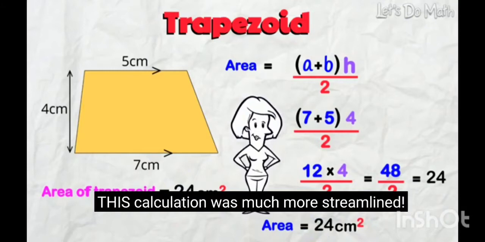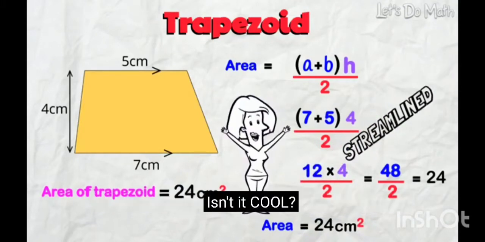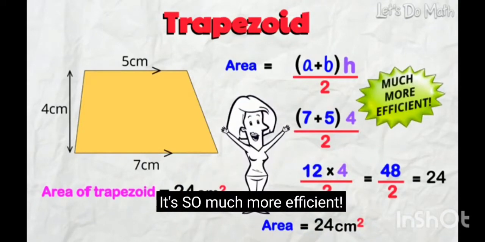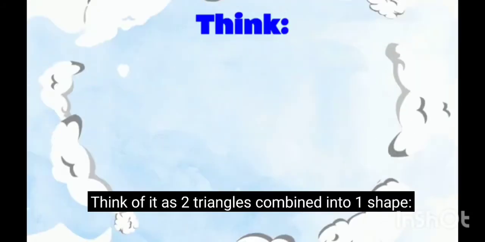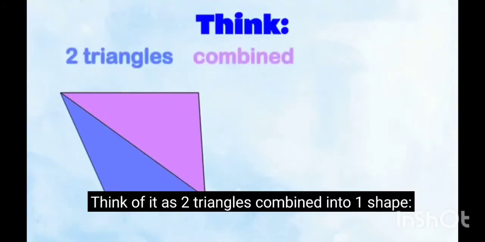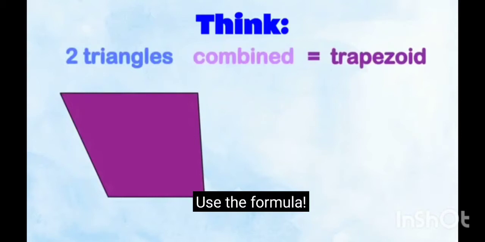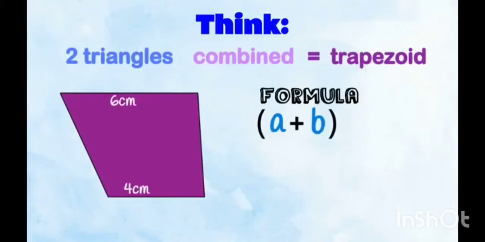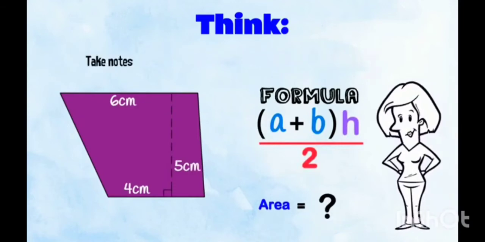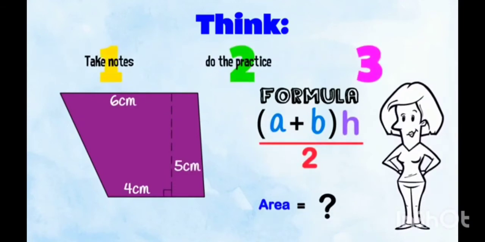This calculation was much more streamlined. Isn't it cool? It's so much more efficient. Think of it as two triangles combined into one shape, the trapezoid. Use the formula A plus B times the height over 2. Take down some notes and do the practice.